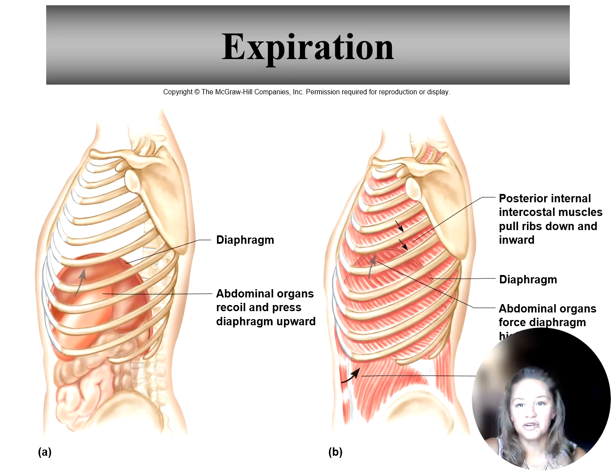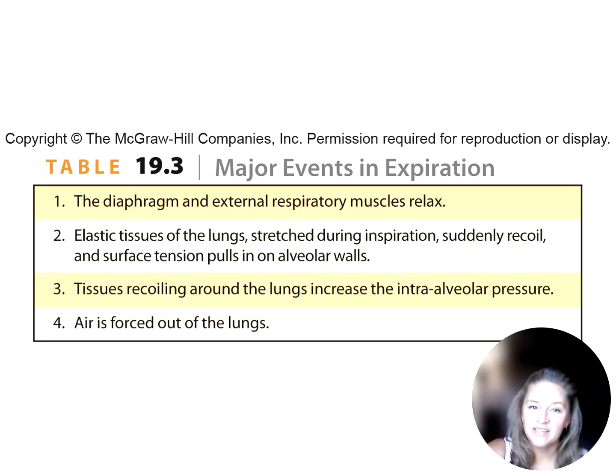And then all of the reverse things happen to the muscles. The abdominal organs recoil, pushing the diaphragm upwards, and that pushes the air back out of the lungs. And then again, here are the major events of expiration.